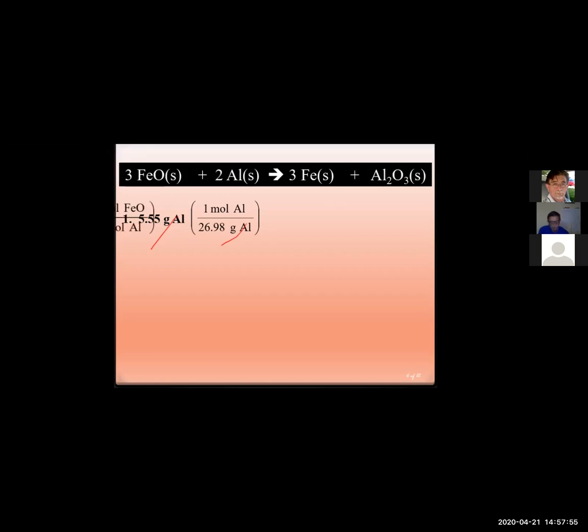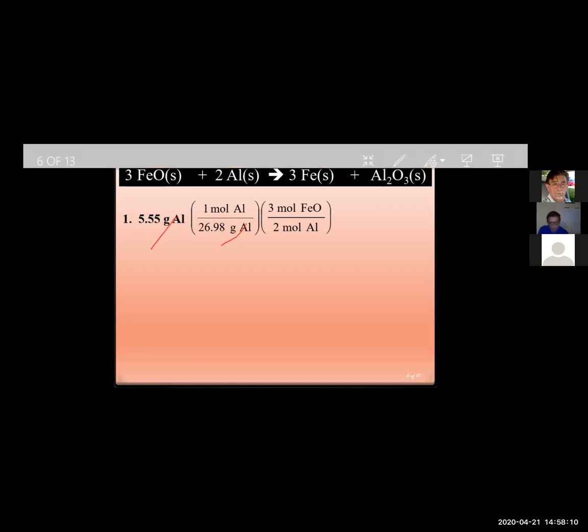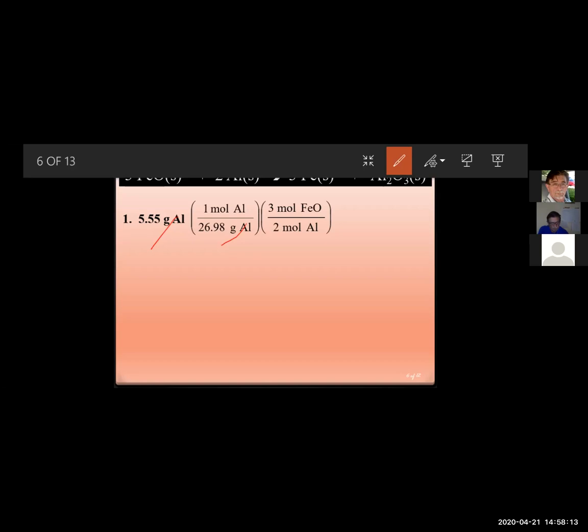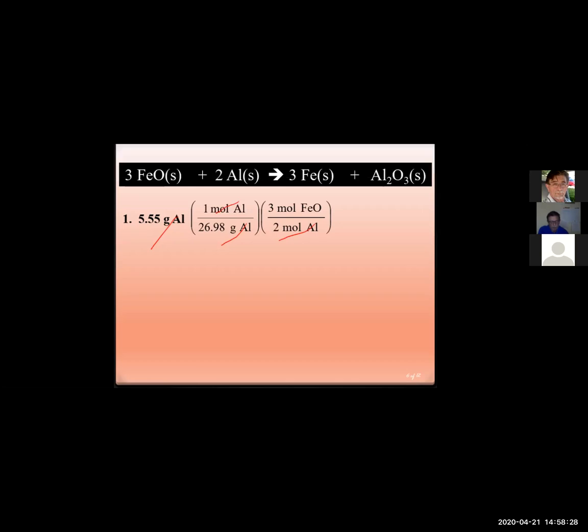Next, we get the stoichiometric relationship between what we're looking for, which in this case is the iron(II) oxide, and it's a 2 to 3 relationship. Again, keeping track of your units, the moles of aluminum cancel out. If I were to stop the calculation here, unit-wise I would have moles of iron(II) oxide. But the problem wanted you to go all the way to figure out how many grams.